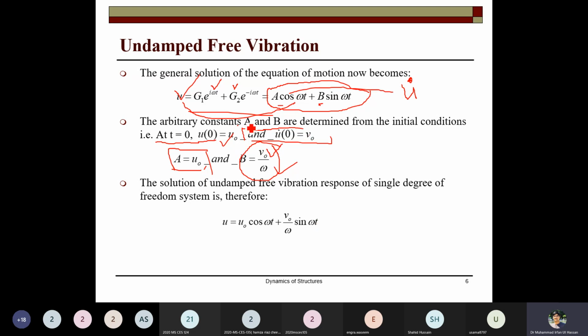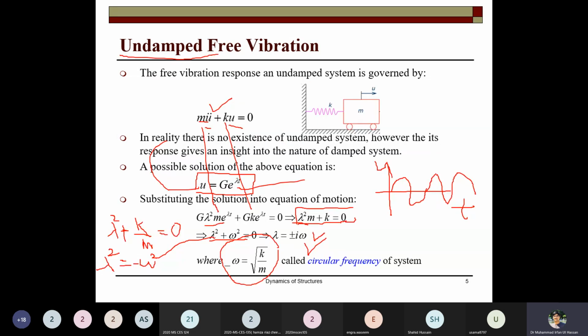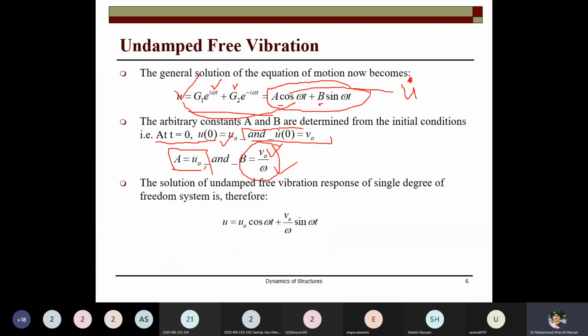and finally you can represent the equation now that all the parameters are solved. You can write the equation as U naught cos omega T plus, putting the value of A and the value of B, V naught over omega sine omega T. Put the values in the initial equation, and this is the final response of the system. So this is the first response that you studied.